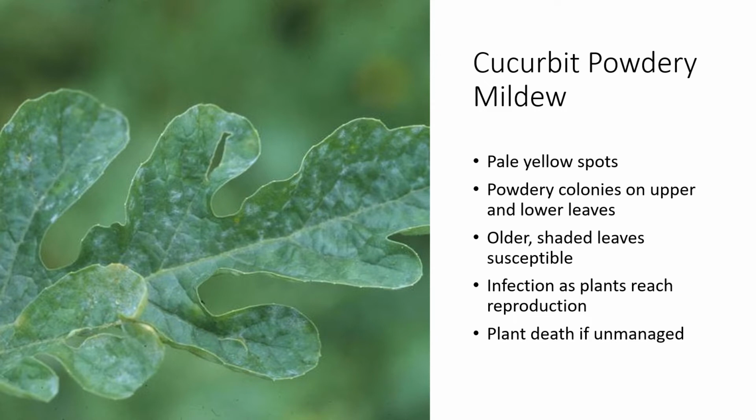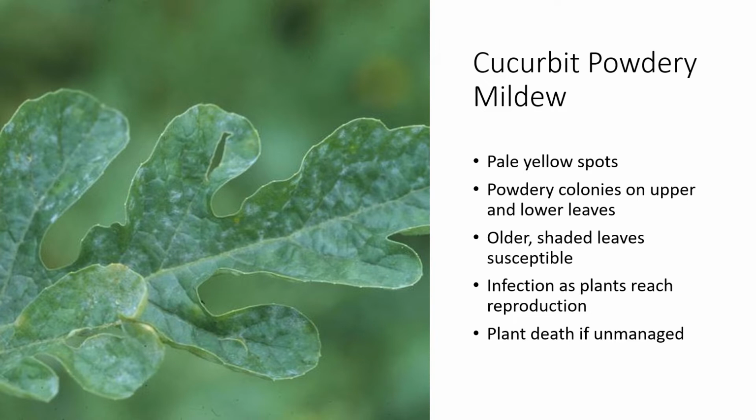But powdery mildew typically starts as light yellow, pale spots on the upper sides of leaves, or at least that's the symptom that we noticeably can identify. But very quickly, powdery colonies, the signs, actually the fungal body and sporulation of the fungus, will appear on both upper and lower leaves of cucurbits. Usually it's the older leaves or the more shaded leaves that are the most susceptible and will be the first to become infected.